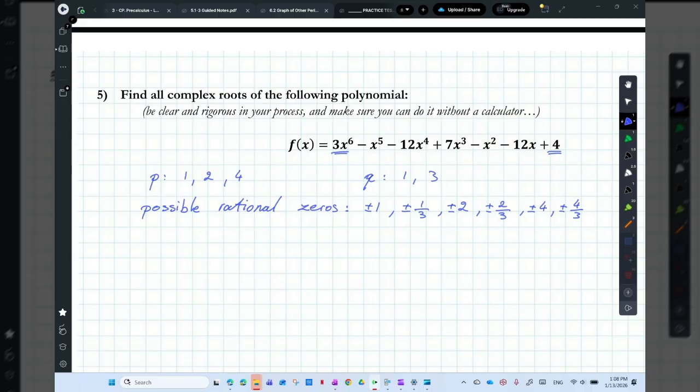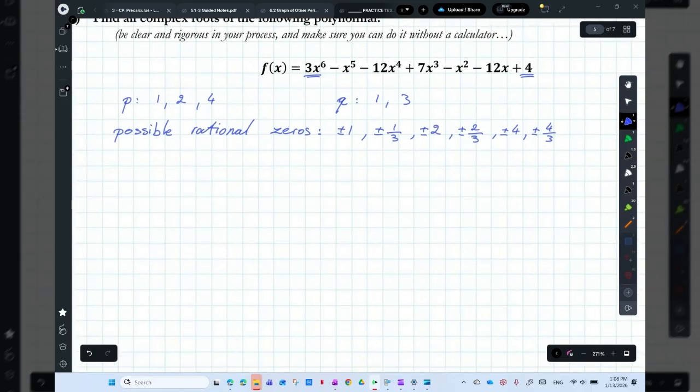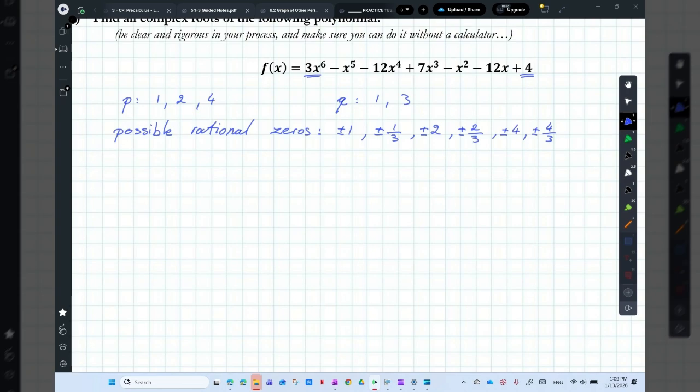So my next step is to use synthetic division and try some of those to find the factors. So let me first list all the coefficients of f of x: 3, -1, -12, +7, -1, -12, and 4.